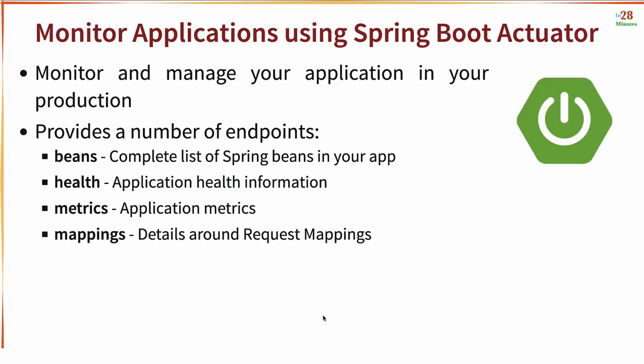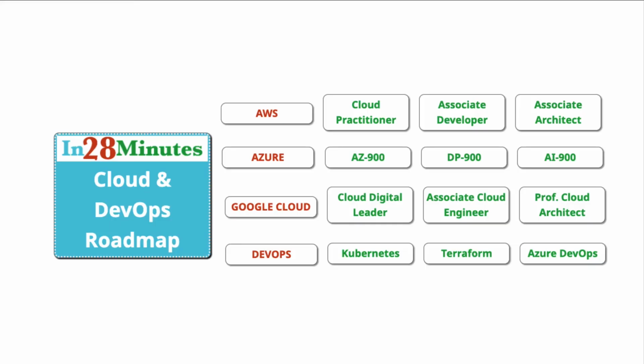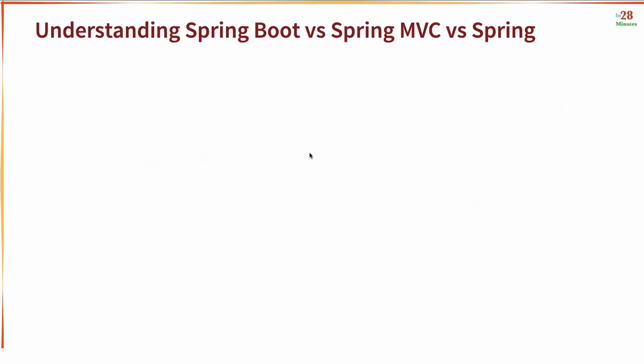In this step, we looked at monitoring your application in production. The feature in Spring Boot that you can make use of is Spring Boot Actuator. In the last few steps, we understood some of the important features of Spring Boot. In this step, let's compare Spring Boot versus Spring MVC versus Spring Framework.